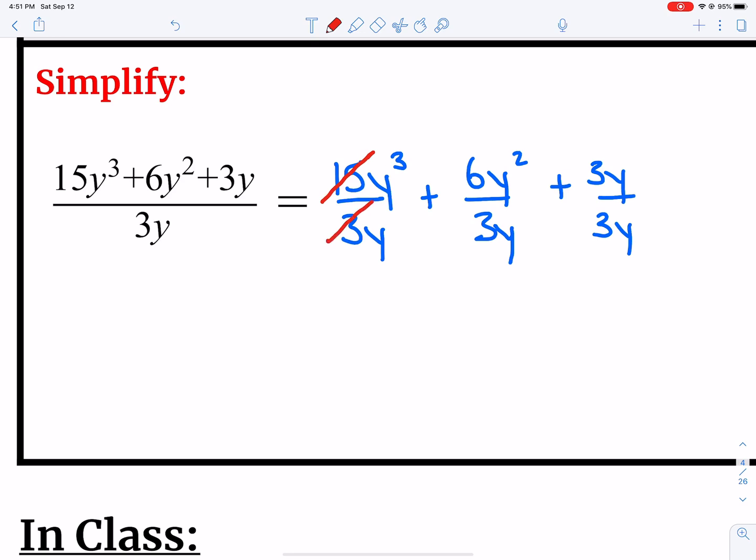So we have 15 divided by 3 would give us 5. And then we have y cubed divided by y to the first power, so we would subtract. And we would say y to the 3 minus 1 power would be y squared. Or you can think of there are 3 y's in the top and 1 in the bottom. So 1 would cancel out, and you're left with 2 in the numerator.